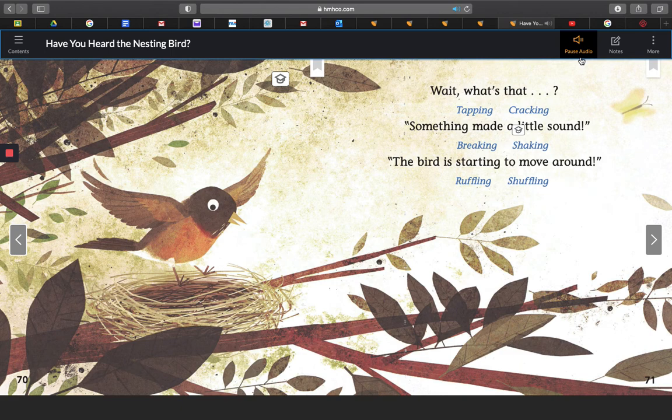The bird is starting to move around. Ruffling, shuffling. So what's the nesting bird doing? She looks like she's about to fly. And the sound words on this page are different from the ones on the previous pages. So what can I do to make sure I understand? I can ask myself a question. Think about what I know and look at the picture and reread it. I ask myself, do those words describe the sounds a robin makes? I can reread the page. Those words describe the sounds coming from the robin's nest, not the sounds a robin makes.